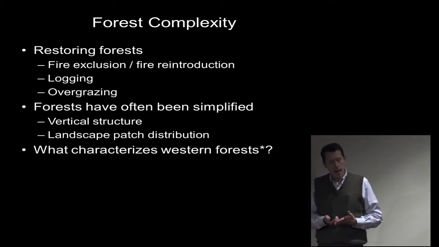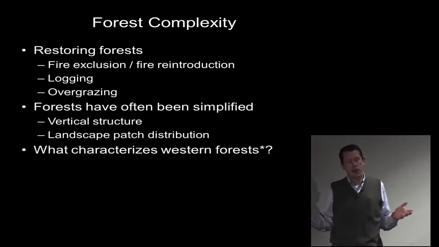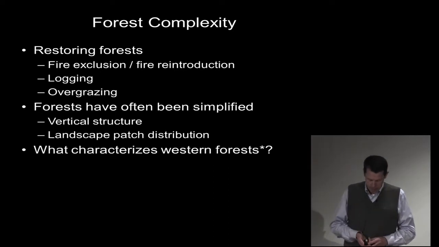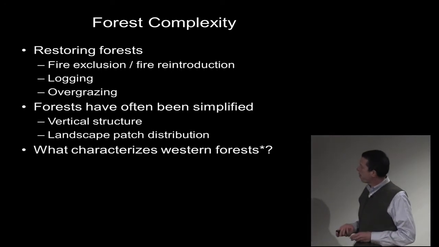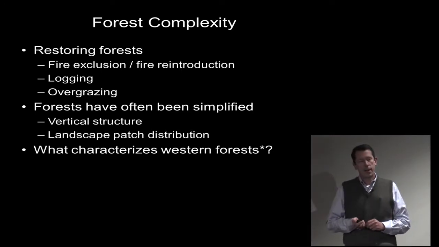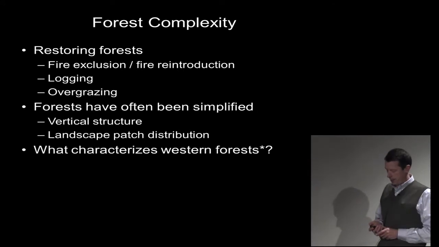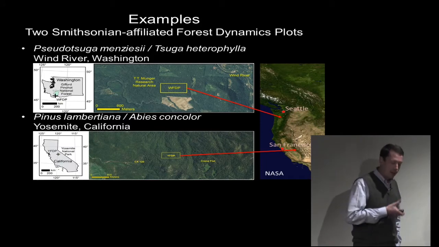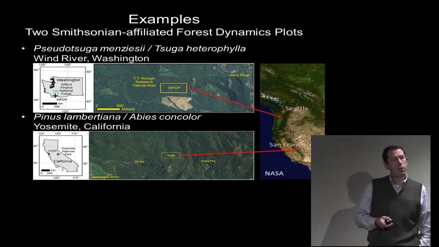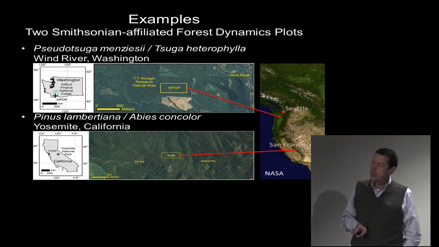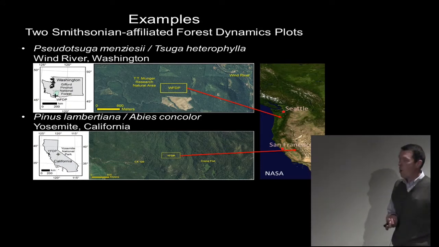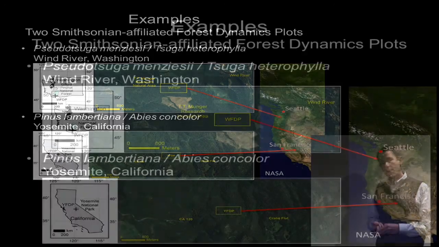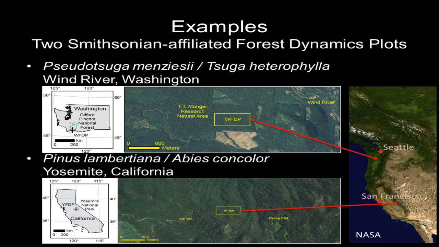So I'd like to do that, and in the lens of sort of what is characterizing forests of the West. Our forests are very unique in the world, and I'm going to focus on the characters of not all Western forests. I'd like to be able to do that someday, but some forests on the Pacific slope of North America. I'm going to use as examples two Smithsonian-affiliated forest dynamics plots, one in Wind River, Washington, which is a Douglas fir western hemlock forest, and one in the Yosemite, Sierra Nevada, which is a sugar pine white fir forest.